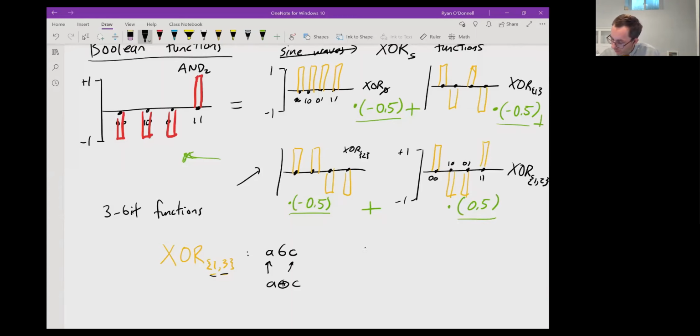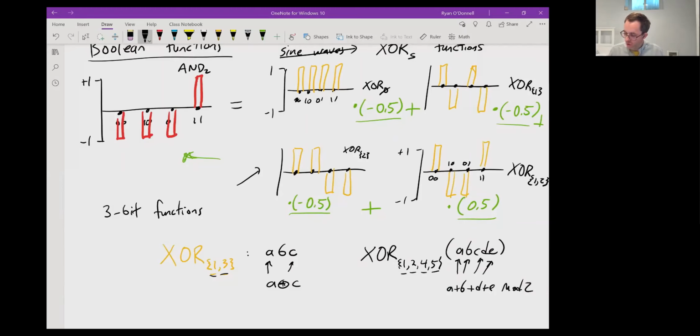Or if you're talking about 5-bit functions, one of these XOR functions might be 1, 2, 4, 5. That takes as input 5 bits, A, B, C, D, E, and you look at bit positions 1, 2, 4, and 5, and you do the XOR of these bits. So you add up A plus B plus D plus E mod 2. Or equivalently, you just check if there's an even or an odd number of ones among A, B, D, and E.